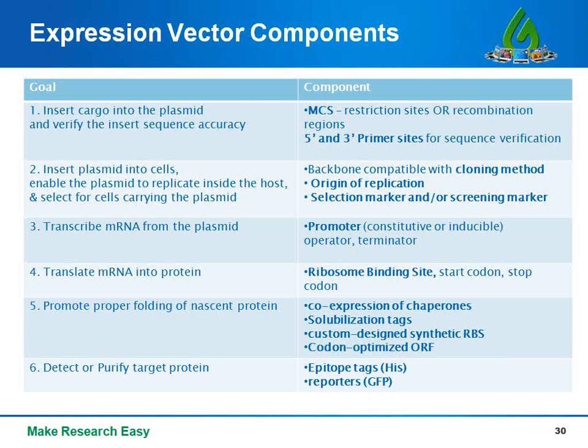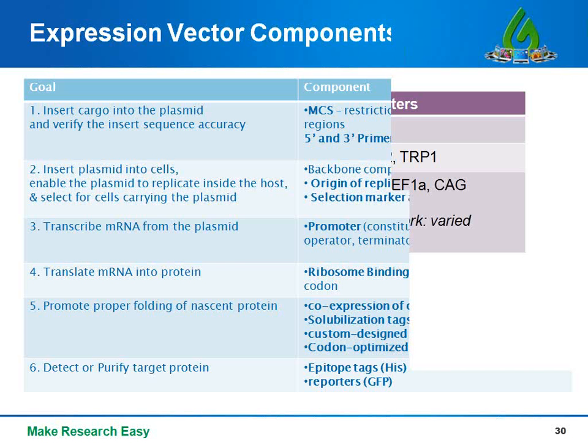Then when you translate the mRNA into protein, that's when you're going to look at the ribosome binding site. We talked about the Shine-Dalgarno sequence and the surrounding regions in prokaryotes. In eukaryotes, most people use a consensus Kozak sequence, but you can swap that out. And then in order to promote proper folding of the nascent protein, you have a couple of different options for how you could do this. You might want to try co-expressing chaperones. You might try using solubilization tags, or you might try using codon optimization or other types of modifications to improve proper folding. And finally, when you need to detect or purify your target protein, you want to look for epitope tags or reporters, which again will often be incorporated into your expression vector.